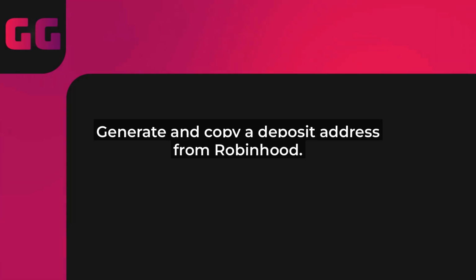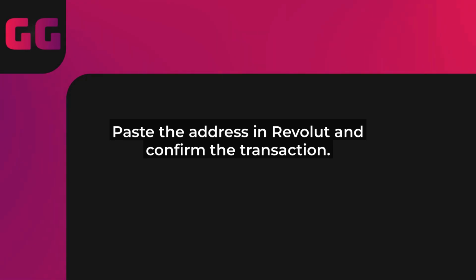Next, switch over to your Robinhood account. Go to the deposit section in your crypto wallet and generate a deposit address for Tether. This is crucial. Copy that address carefully, as it's unique to your account. Now, back in Revolut, paste that Robinhood address into the withdrawal form. Double-check everything: the amount you're sending, the network, and the address to prevent any mistakes.